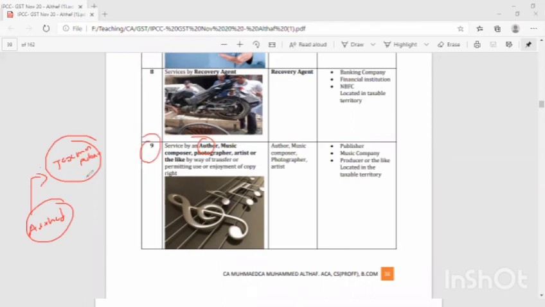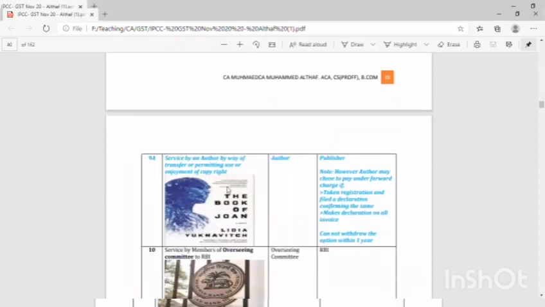Taxman Publications. So the supplier is Altaf and Taxman Publications is the recipient. So the person liable to pay GST is Taxman Publications. Earlier it was mandatory, that means Taxman Publications has to pay the GST. Altaf does not have any option because there is no such concept. But entry number 9 gives an option to the author that the author may pay the GST under forward charge mechanism.